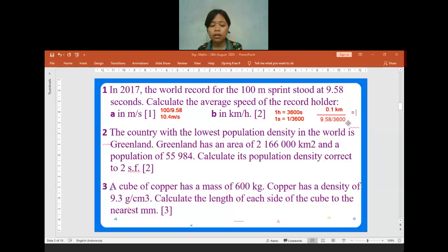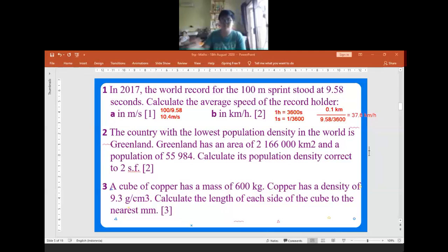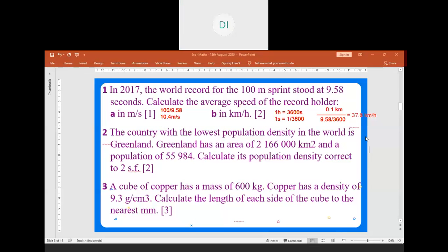Is it 37.6? Mike, did you have it? Okay. Is it 37.6 kilometers per hour, or is there anyone having a different answer? No? Or maybe I made a typo or something? No. Okay. 37.6. Yeah, 37.6 kilometers per hour, right?